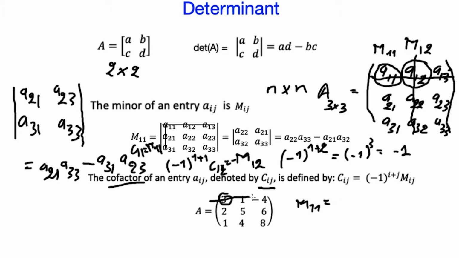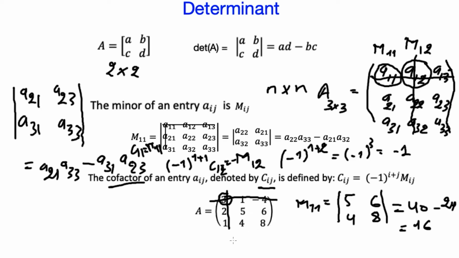So we'll need to delete this row with this column. The determinant of 5, 6, 4, 8 equals 5 times 8, which is 40, minus 4 times 6, which is 24. So this is 16. And the minor of any other element, for example, let's choose this 5.